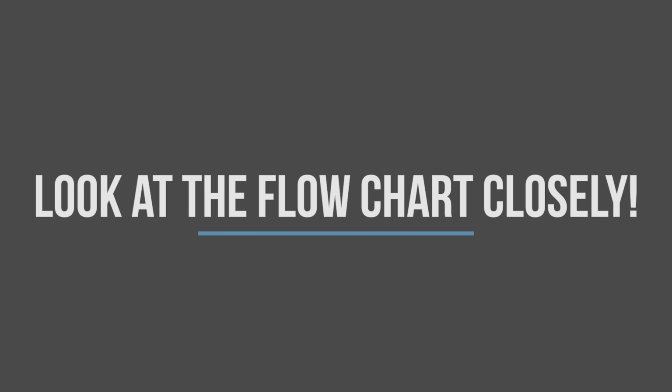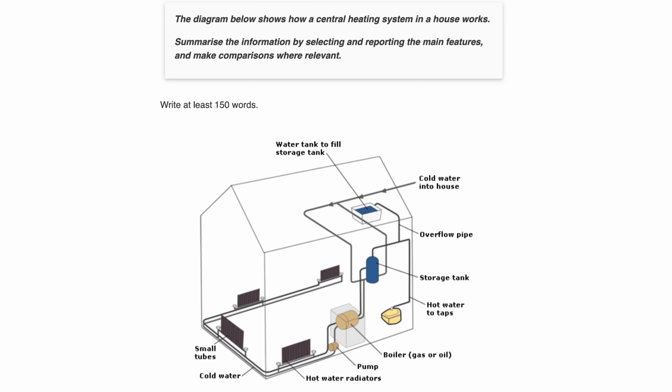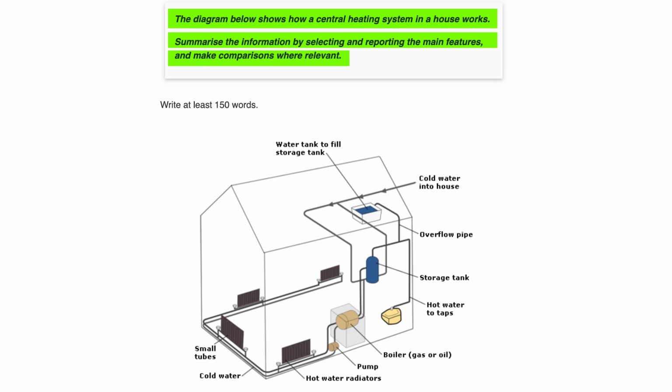So firstly, you will have to look at the flowchart very closely. Here's an example. The diagram below shows how a central heating system in a house works. Summarize the information by selecting and reporting the main features and make comparisons where relevant. Write at least 150 words.